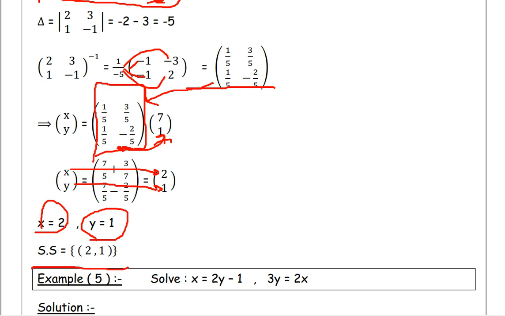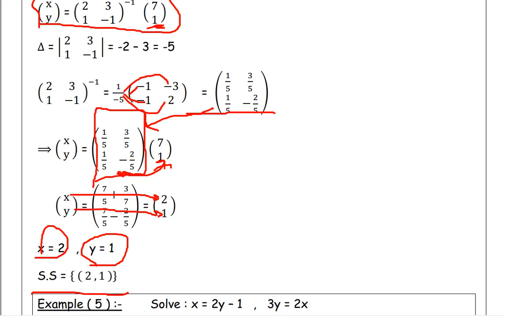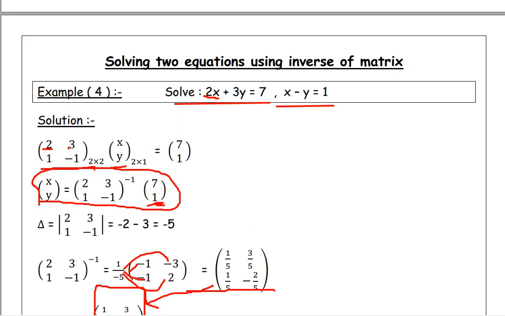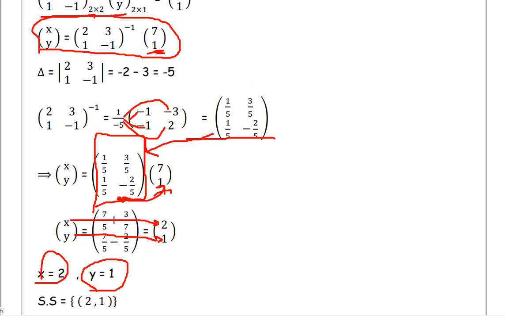We can use the calculator to make sure about this answer, by using mode EQN1 and then typing these two equations: 2 equals, 3 equals, 7 equals, and 1 equals, negative 1 equals, 1 equals. I think you can solve these two equations using the calculator 991, or I think 500 ms, or something like that.